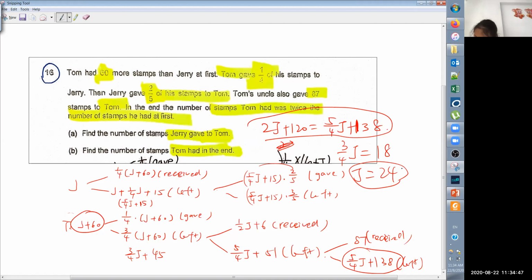J 是不是24？对。Okay. So J is 24. So find the number of stamps Jerry gave to Tom. Jerry gave to Tom. So Jerry, where's Jerry? Jerry gave to Tom. That is here. So means I should be looking at this one.